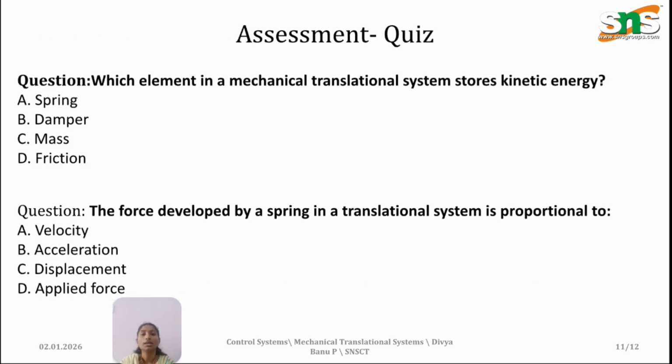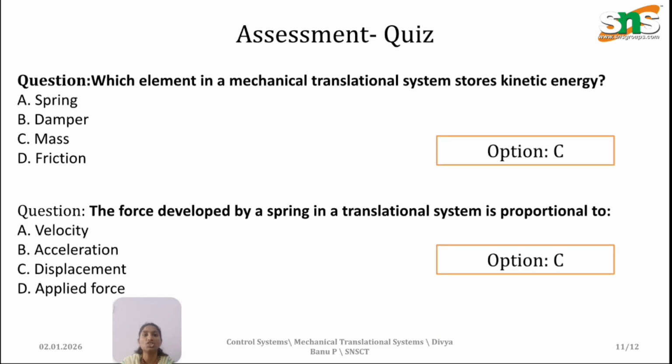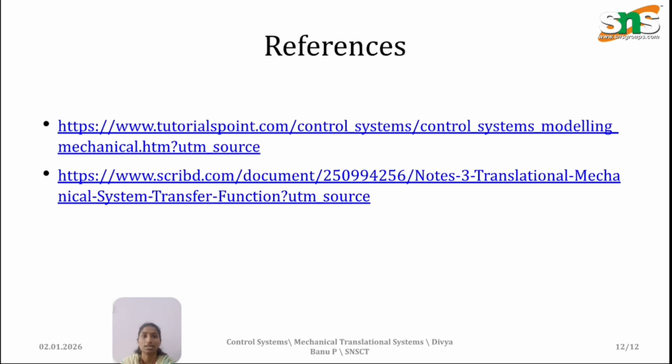Coming to the assessment: which element in a mechanical translational system stores kinetic energy? That is mass. And the force developed by the spring in a translational system is proportional to the displacement. These are some of the references for the mechanical translational system.